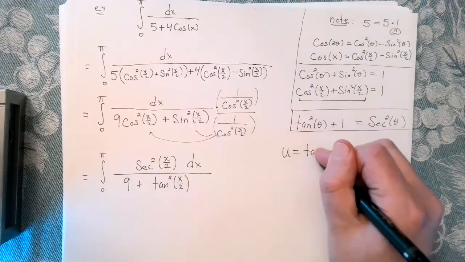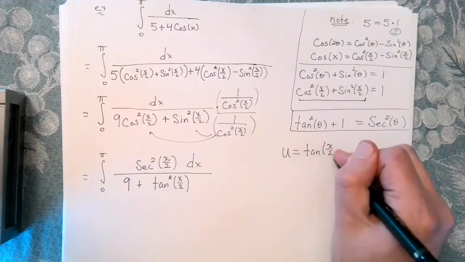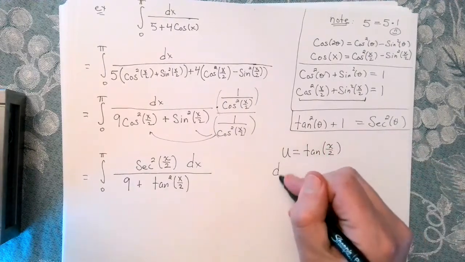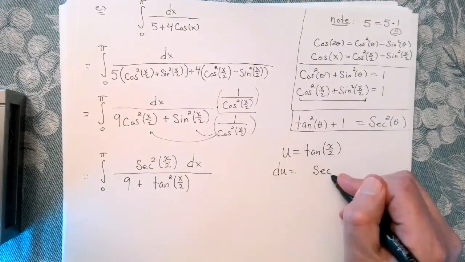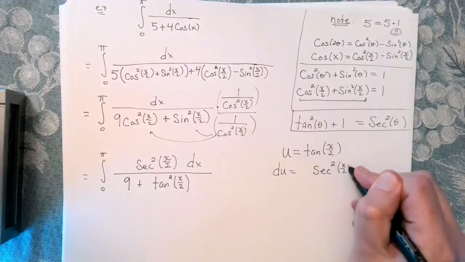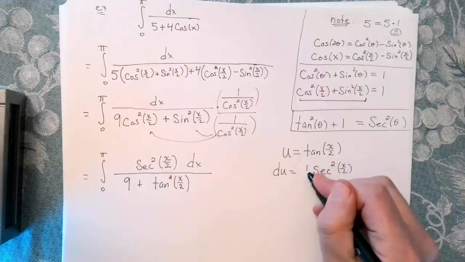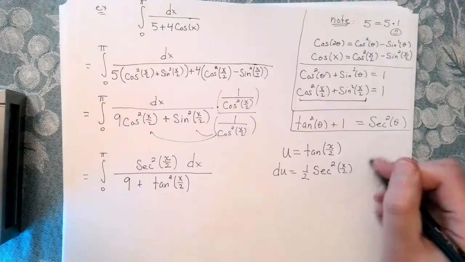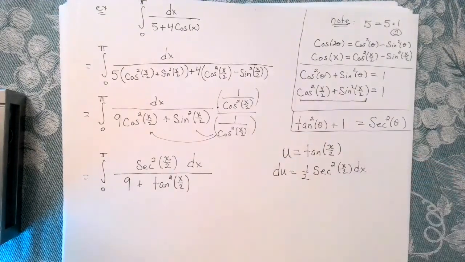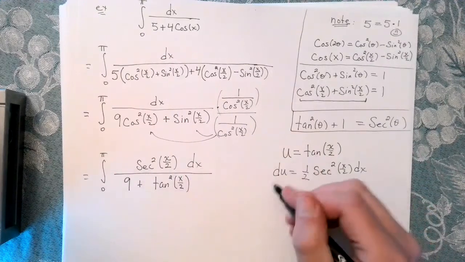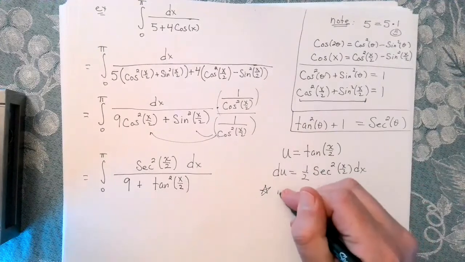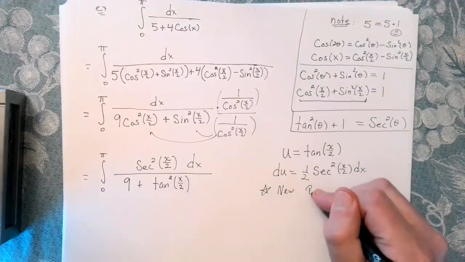So how about u is equal to tangent of x over 2? And then the derivative, so be careful to use the chain rule, right? So we've got secant squared of x over 2, and then times the derivative of the inside, which is a half, and then dx, of course. Now here's where we need to be careful. Since I'm switching variables, I need to switch bounds. These bounds are only relevant to x. I want bounds that are relevant to u. And we're going to get a bit of a surprise. So new bounds.